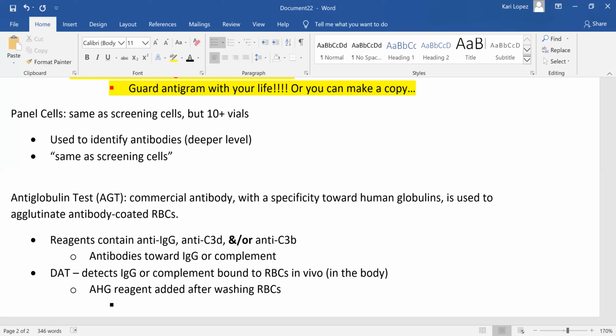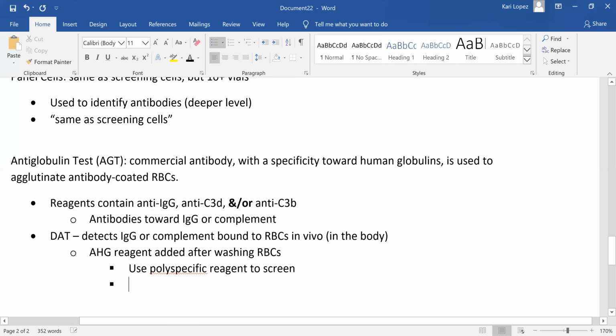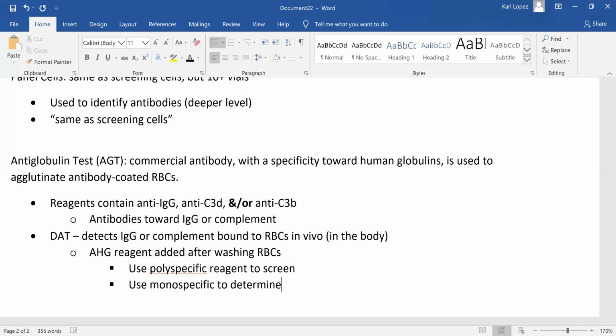Now, when you perform your DAT, you use polyspecific reagent to screen. And then you would use monospecific to know if the globulin is IgG or complement. So use monospecific to determine if globulin is IgG or complement.